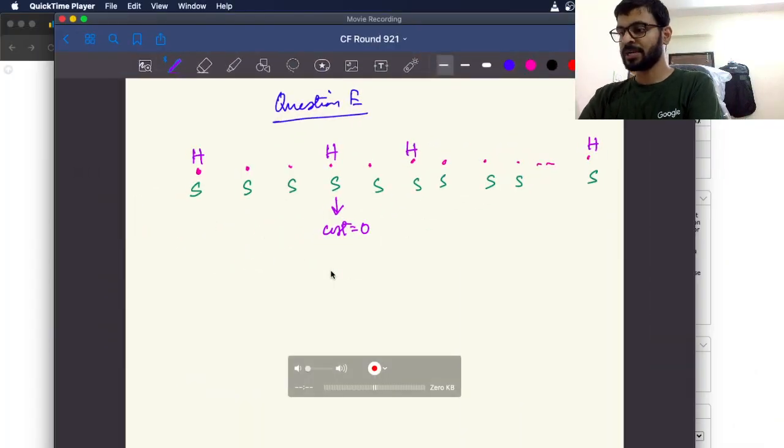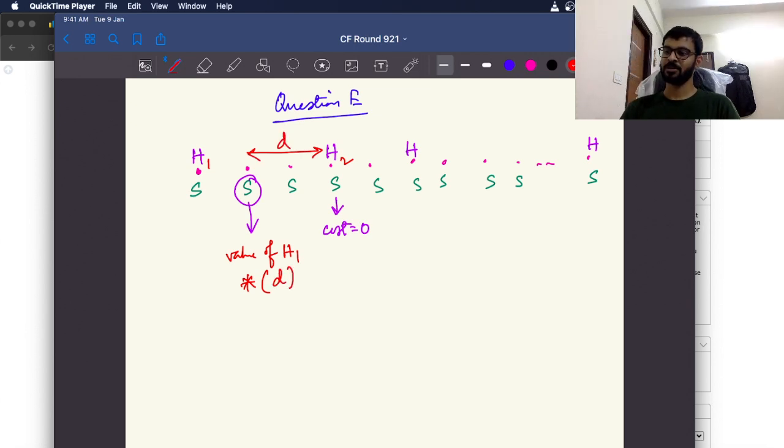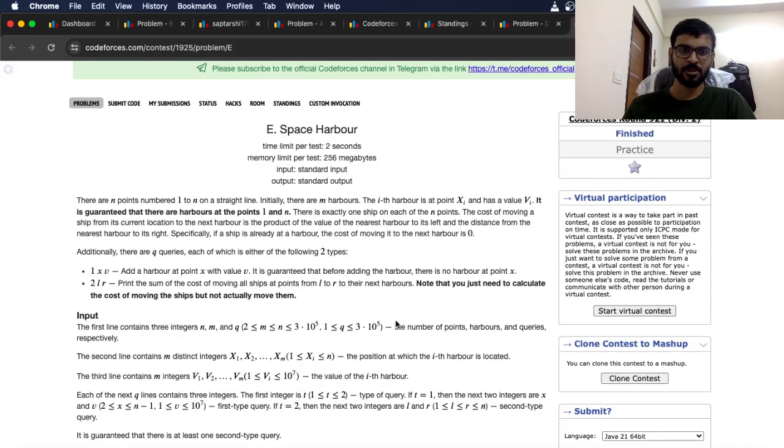So for this one, let me name this h1 and h2. The value of h1 multiplied by this particular distance d. Okay, so this is the cost of moving it to h2. I didn't solve this, I'll just leave a very short intuition or hint on how you can solve this problem, with, of course, sufficient details for you to give it a try, give it a step.